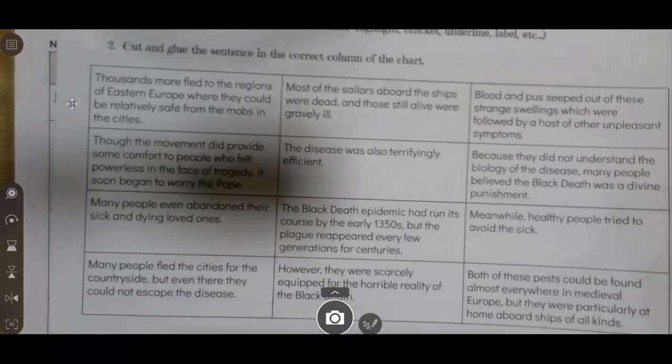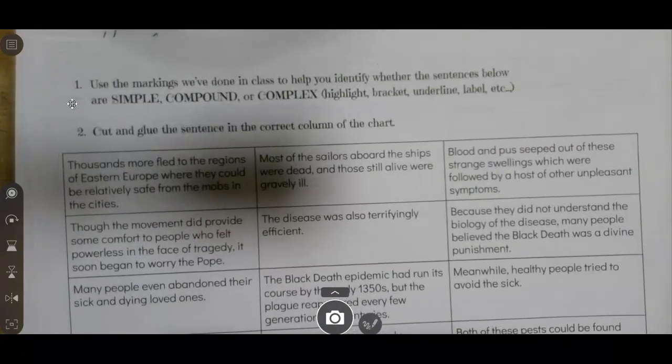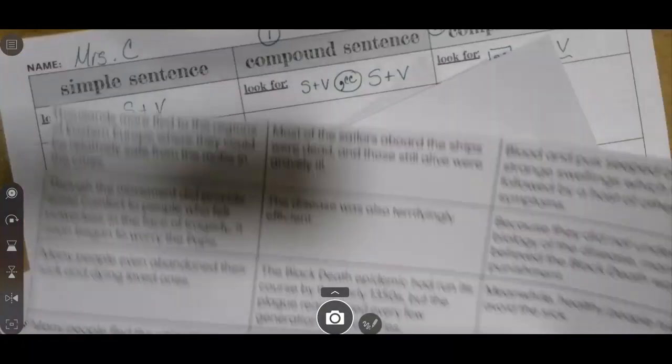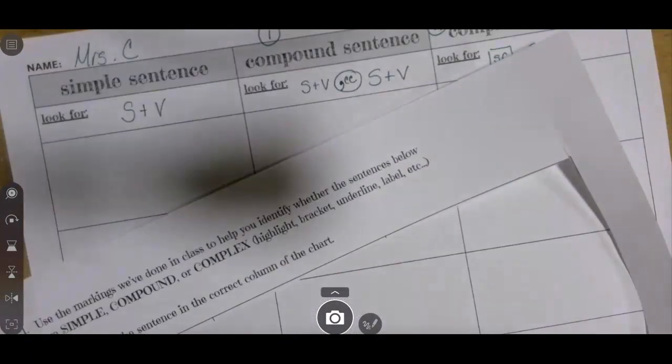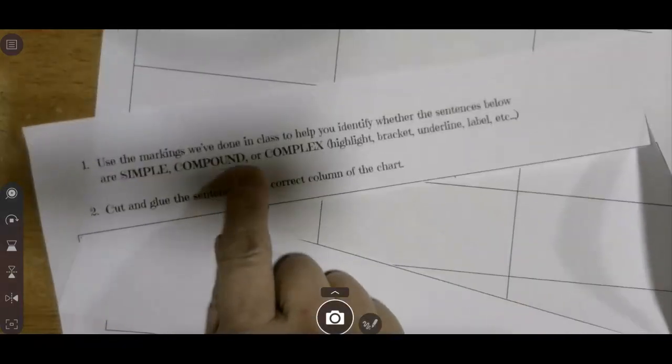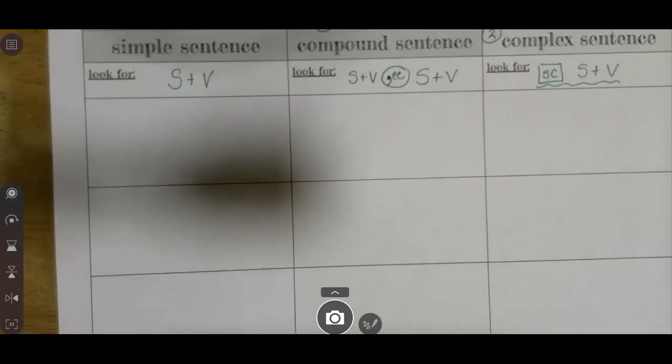What I might do first is cut around the outside so that I have just the sentences to look at. So what you'll have is this outline cut and then just the sentences in the middle. This should save you from having a lot of extra garbage to dispose of. So we're going to use the markings we've done in class to identify whether the sentence is simple, compound, or complex. So I'm going to do 2 with you, and then you will finish this on your own.